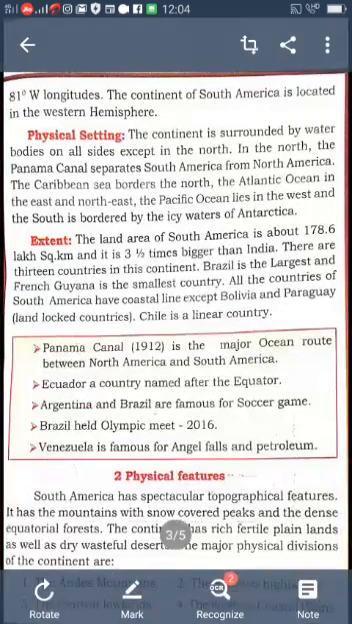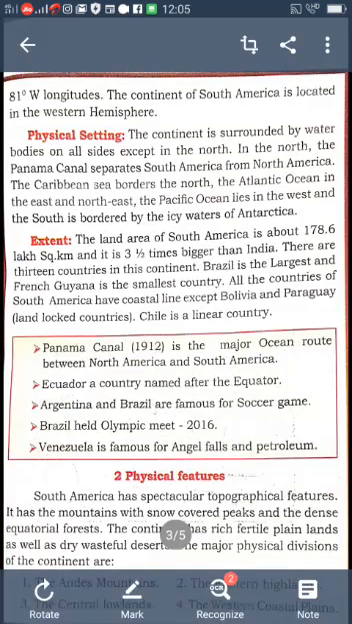Now the physical settings. The continent is surrounded by water bodies on all sides except in the north. In the north, the Panama Canal separates South America from North America. Which canal separates North America and South America? Panama Canal. The Caribbean Sea borders the north, the Atlantic Ocean the east and northeast. The Pacific Ocean lies in the west, and the south is bordered by the icy waters of Antarctica.